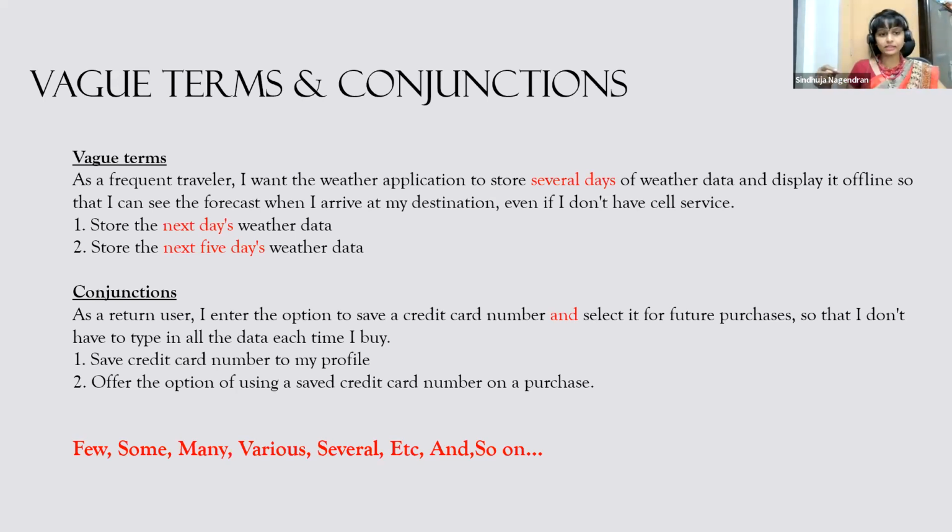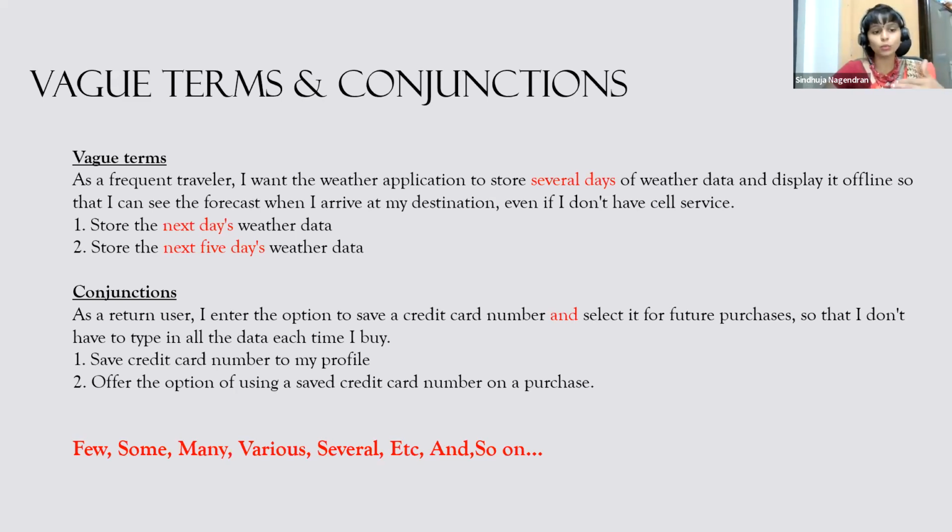And then the next thing is conjunction. As a retail user, I want the option to save a credit card number and select it for future purchases, so that I don't have to type in all the data each time I buy. So the conjunction is "and": I enter the option to save a credit card number and select it for future purchases. So you can split it into two user stories, and we can accommodate only one user story in one sprint. Save the credit card number, and then a separate story, select it for future purchases. Okay, so we can keep it separate. And then we can use it.